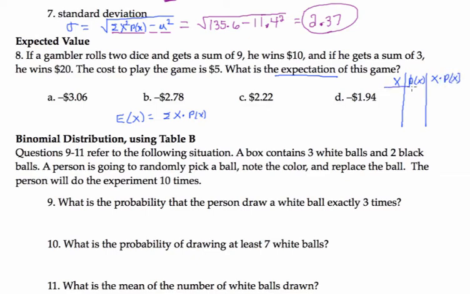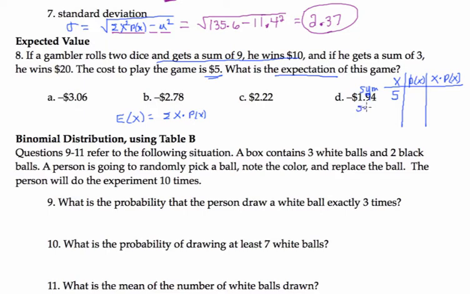The x is kind of like saying your net gain. So over here I'm going to make a little label here on the side. The first thing that could happen is I could get a sum of 9. So on the side I'm going to write a sum of 9. And then what is my net gain there? Well, if I have a sum of 9, I win $10, but it cost me $5 to play the game. So my net gain is $5. I won 10 but had to pay 5, so my net gain is 5.